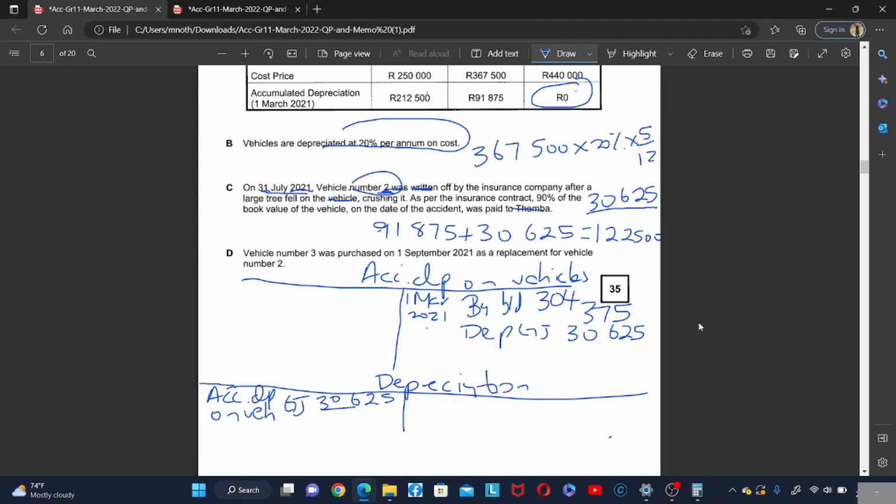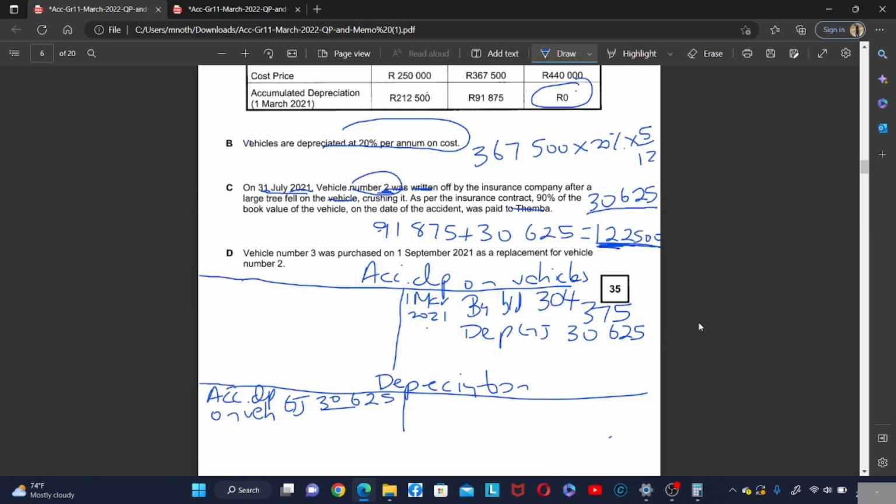So remember, I said that all the information that is about an asset that the business is getting rid of must be transferred to the asset disposal. So this total depreciation is for the asset that the business is getting rid of, or the asset that was crushed, or the asset that has been disposed. So it must be transferred to the asset disposal.